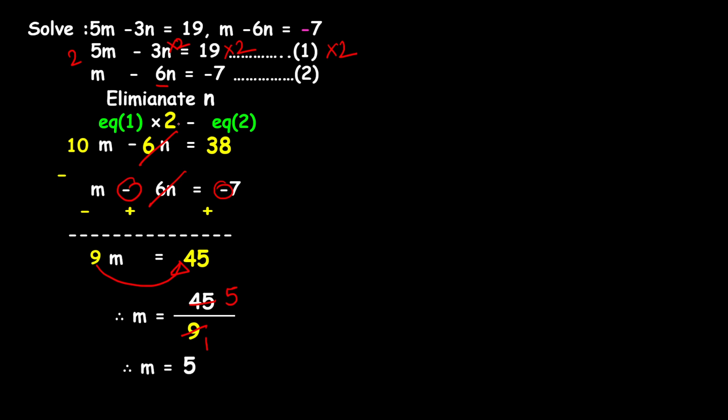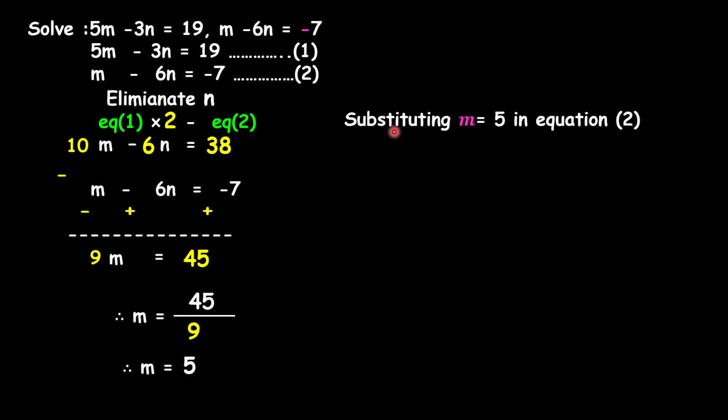Now substitute this value of m in equation 1 or equation 2. Substituting the value of m is equal to 5 in equation number 2. Which is the equation number 2? m minus 6n is equal to minus 7. Now replace this m by 5. Therefore 5 minus 6n is equal to minus 7.